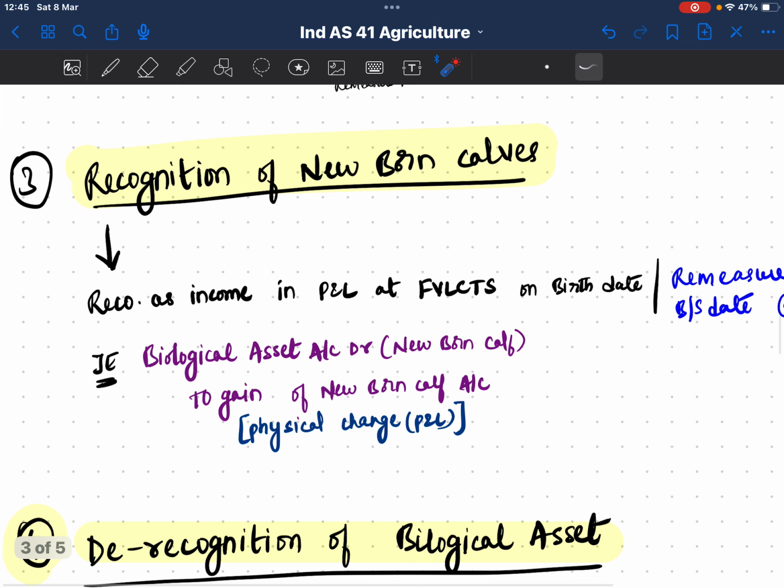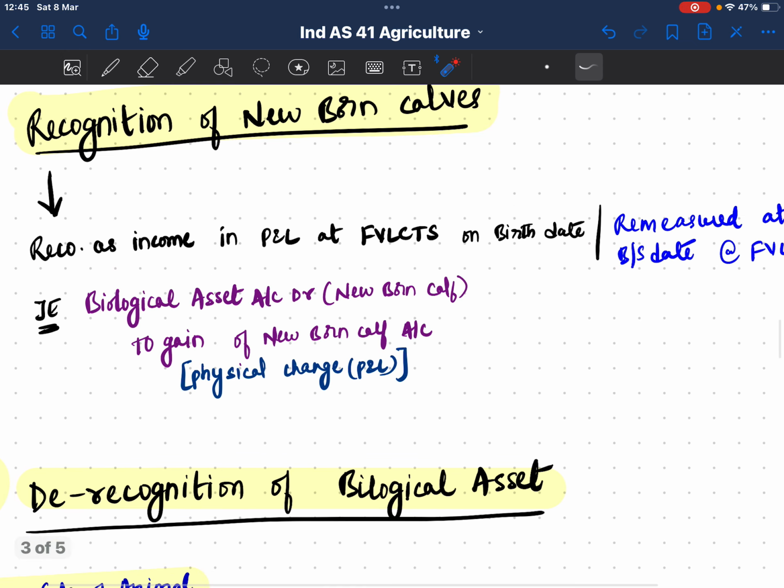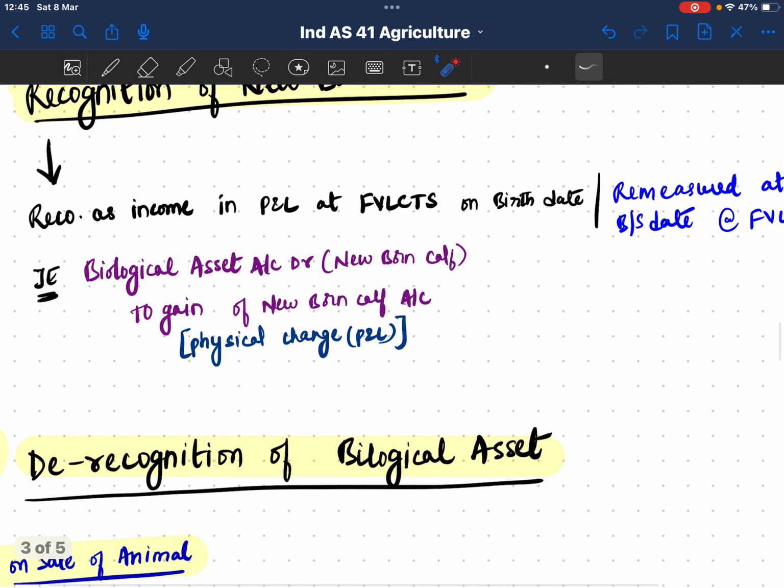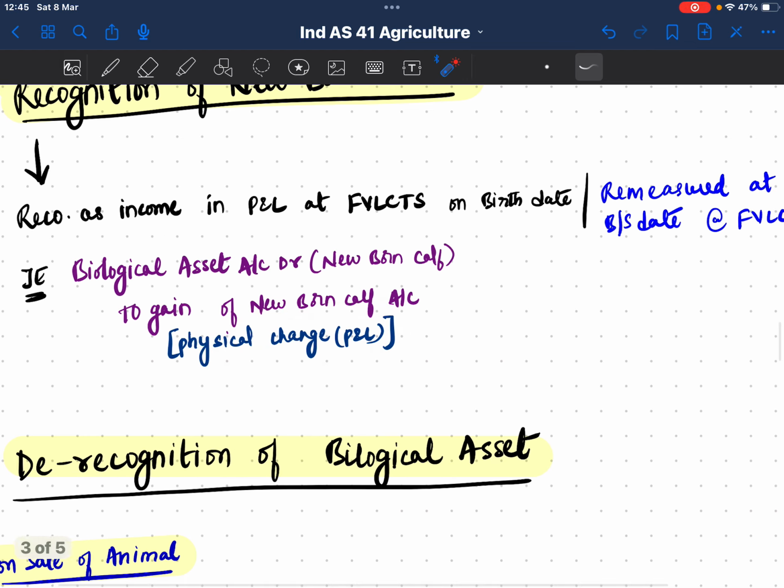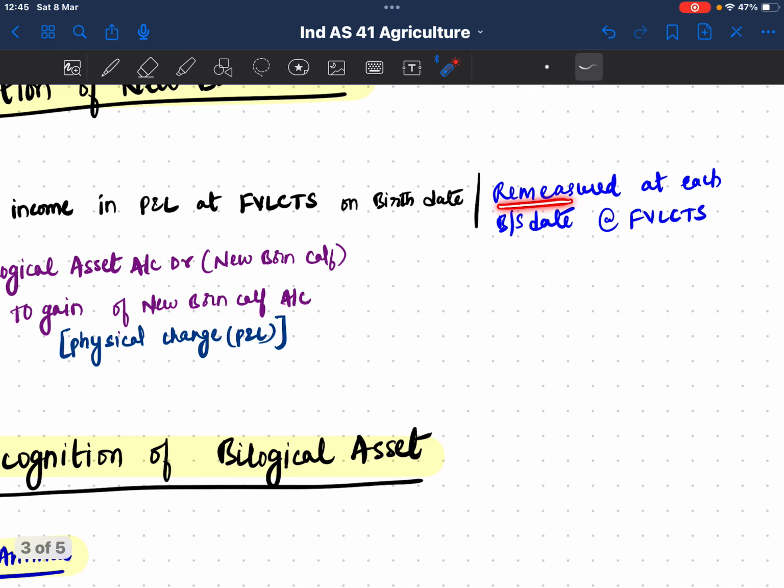Recognition. Next, it is recognition of newborn calves. Recognition as income in P&L at fair value less cost to sell on the birth date, on the day the calf is born. Journal entry: biological asset account debit, which is the newborn calf, to gain on newborn calf account. This is the physical change which is recognized in the P&L account. Remeasured at each balance sheet date at fair value less cost to sell.